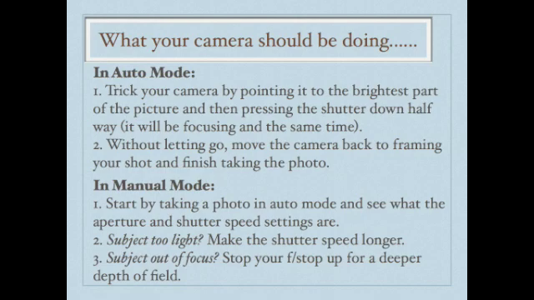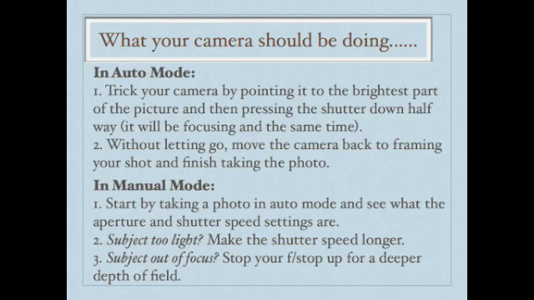Now, if you're shooting in manual mode, the first thing you might consider doing is taking a photo of this subject, but in auto mode, and just see what type of aperture and shutter speed settings the camera's naturally using. That at least gives you sort of a benchmark to work with. Now, if you notice that your subject is coming in a little too light, then you may want to make your shutter speed a little longer.